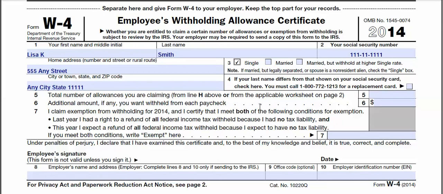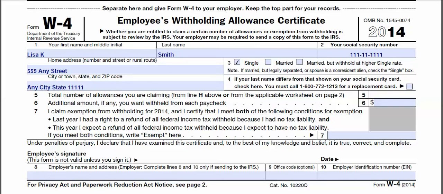Number 5 asks you for the total number of allowances that you're claiming. And it says here from line H above or from the applicable worksheet on page 2. And we will cover the other worksheets in the next sections. So right now you would want to think about the number of allowances you may put in this box.